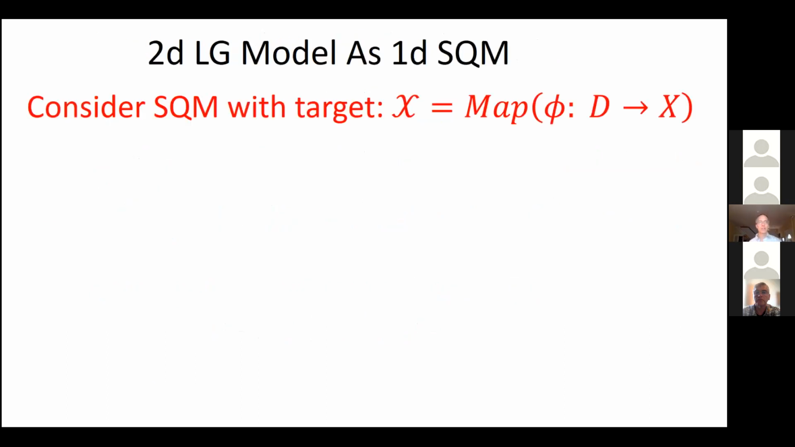Now, you can consider this two-dimensional Landau-Ginzburg model, at least formally, as a one-dimensional super quantum mechanics, the one dimension being time. And the target space of the super quantum mechanics is this mapping space, calligraphic X, which is the space of all maps, phi, from your spatial domain into the Kähler manifold X. The Kähler metric on capital X induces a Kähler metric on this infinite dimensional mapping space, calligraphic X, by this formula. So delta phi^i is a canonical differential that you can write on the mapping space.